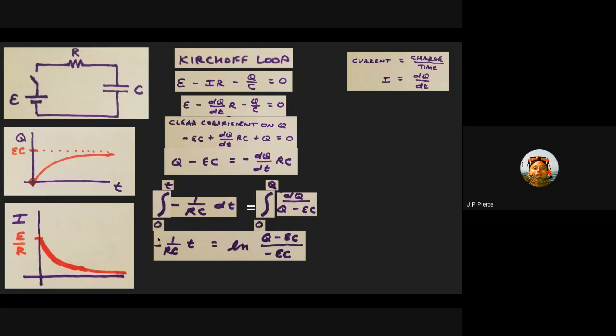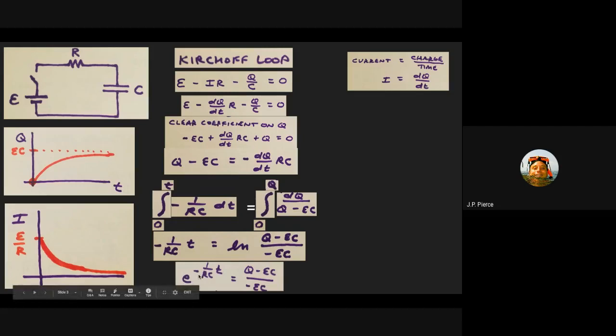All right, so once you're here, all we've got to do is solve for q, because if you remember, the goal was to solve for the charge as a function of time and the current as a function of time. So we need to isolate this q. Since there's a natural log here, we need to exponentiate both sides, or as a lot of the students like to say, we're going to e it. You e it on both sides, and you'll get e to the minus t over RC on the left. And if you e it on this side, you'll get rid of the natural log, and so you'll just have q minus epsilon c over minus epsilon c.